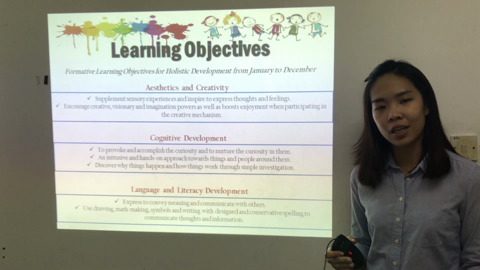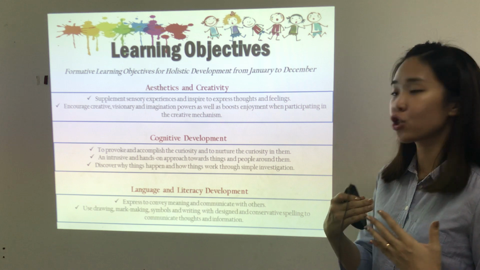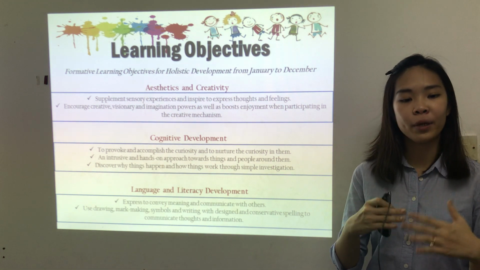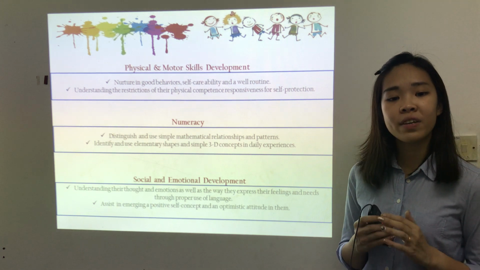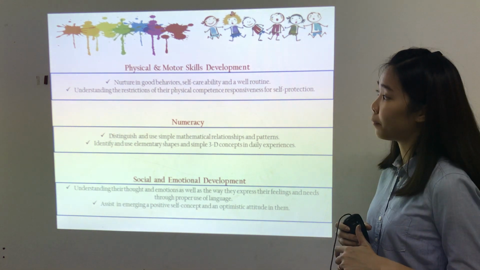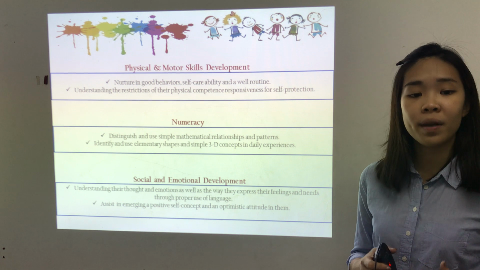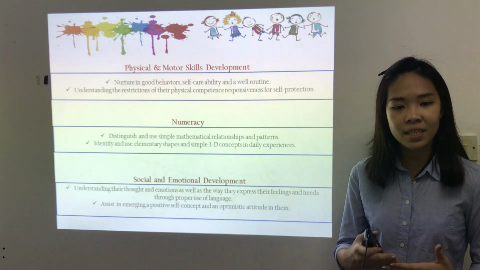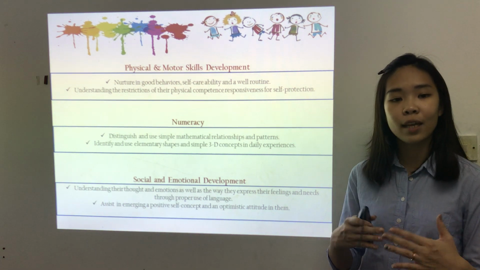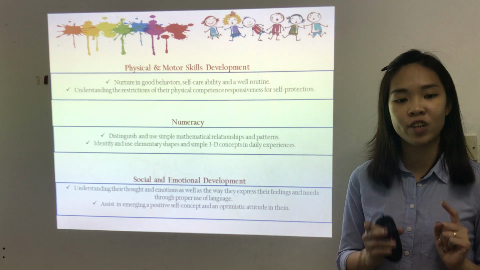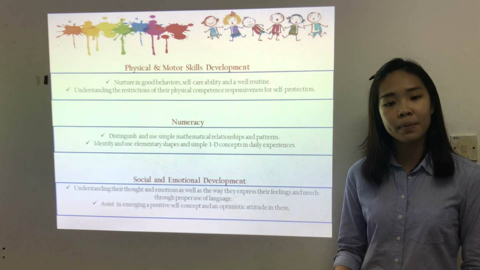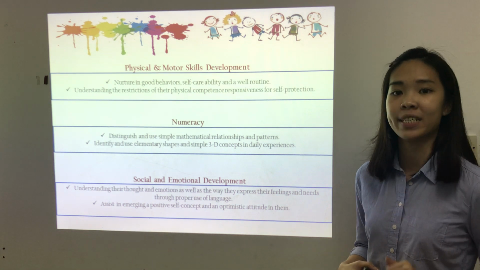So at the end of the year, children are able to express, to convey meaning and communicate with others. The fourth area will be physical and motor skill development. At the end of the year, children are able to nurture good behaviors, self-care ability, and a well routine, as well as they have the understanding of the restriction of their physical competence, responsiveness for self-protection.